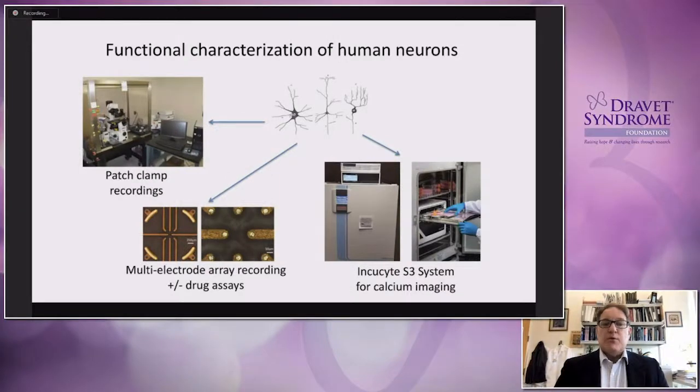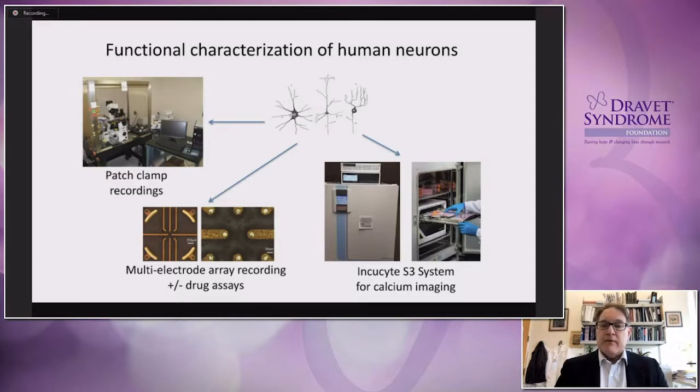One way is to do what's called patch clamp recordings, where we put microelectrodes right into the brain cells themselves in a dish. This is low throughput, but a good way to look at firing properties of the cells and different aspects of activity. More higher throughput methods include multi-electrode array recordings, where the cells are cultured directly on plates that have electrodes. I'm going to talk about that today, as well as calcium imaging.